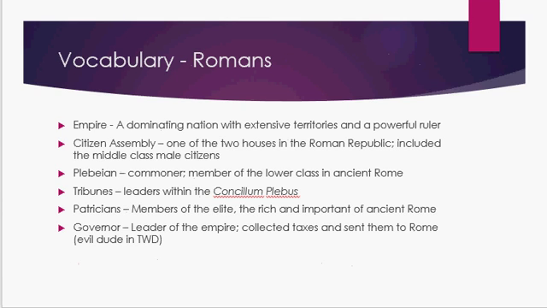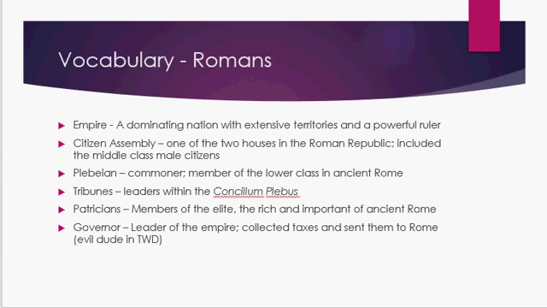Roman vocabulary. An empire: a dominating nation with extensive territories and a powerful ruler. The Romans really did have an empire. The Roman Empire went across Europe, and they had many territories, even into northern Africa.